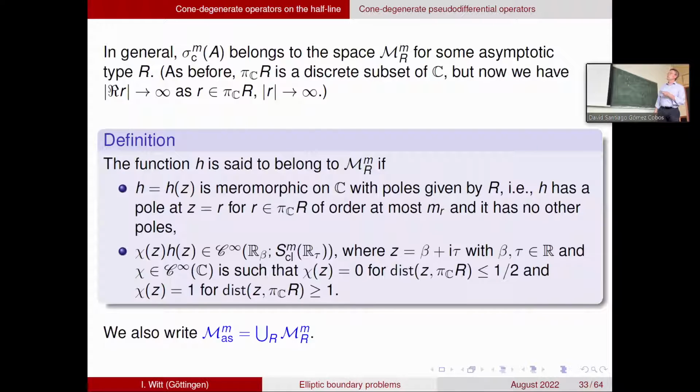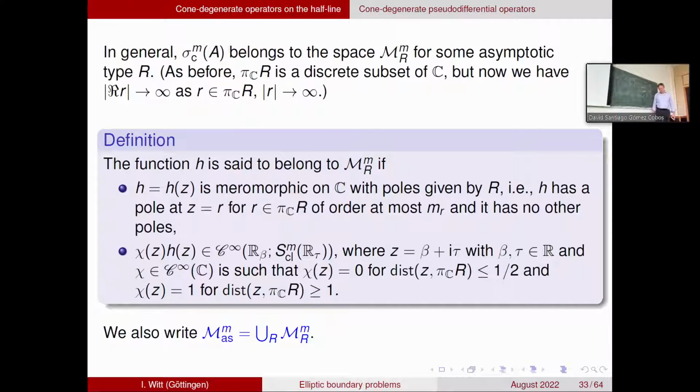So in general, it belongs to the space M, where the order is m, and then we have another asymptotic type, but now not for distributions, but an asymptotic type for operators. We call it R. The only difference now is that we have a certain pattern of poles. Previously it was allowed to go one direction. Now it is allowed to go both ways. The support is still a discrete subset of C, but now it can go both ways. So that is basically it.